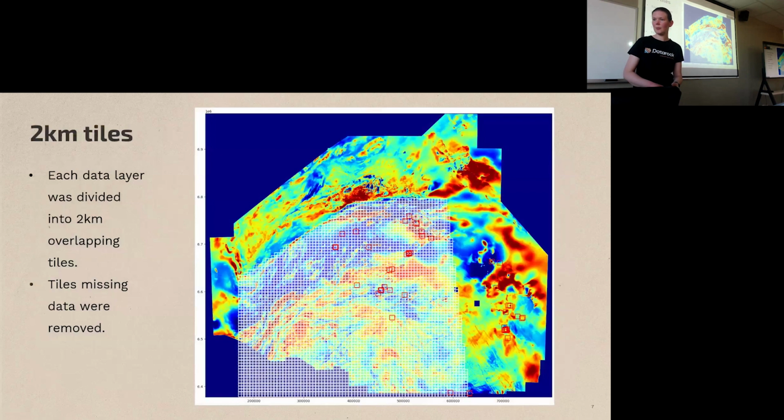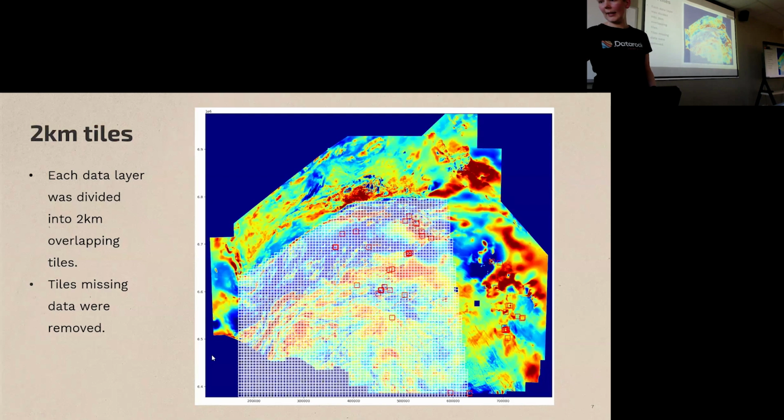Yep, so this is just an example showing the way the 2 kilometre tiles are laid out. You can see there's quite a strong overlap. The data down here is missing because this is over water, so the ocean. Any tiles that didn't fully contain data are removed before the processing step.